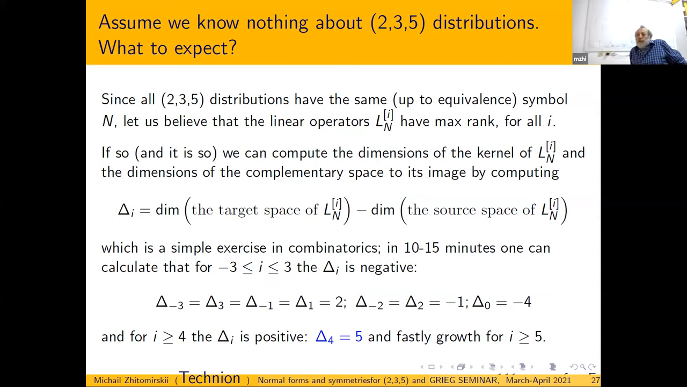I proved it, but before proving, let us see what we can expect. In this case, it is worth solving a very simple combinatorial exercise, calculating the difference, delta i, of the dimension of the target and the source space of this operator. It is a 10-15 minute, very simple combinatorial exercise: the number of quasi homogeneous monomials of each degree, and here is the answer. This difference is negative 4 at the minimal degree of homogeneity, also minus 3, minus 2, minus 1, 0, and 1, 2, 3, and here is 5, and then it grows rapidly.